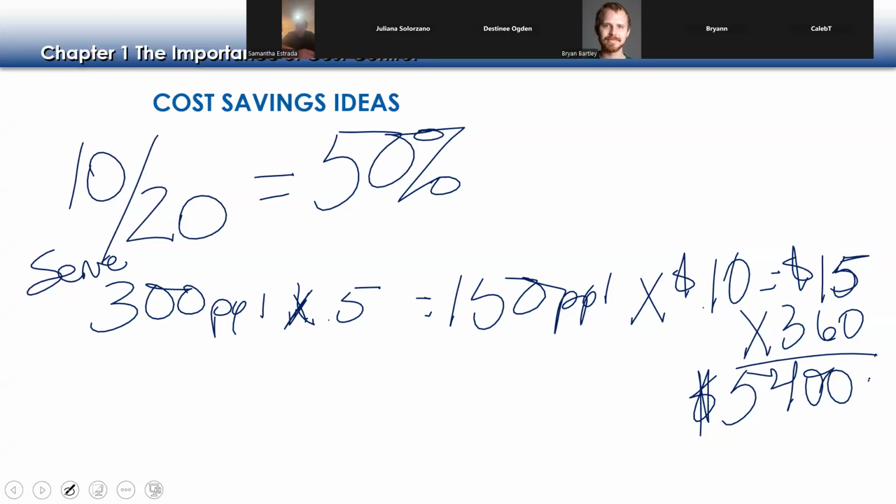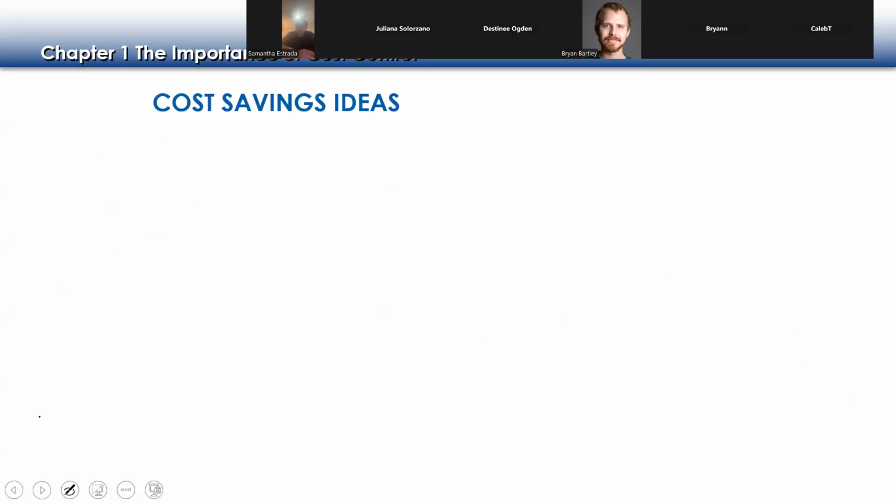Okay? So what are some of y'all's ideas? What are some ways that we can save on our expenses? Buy in bulk. Okay, so we might buy in bulk. Oftentimes when we buy in bulk, it allows us to get a better price. Good. What else?